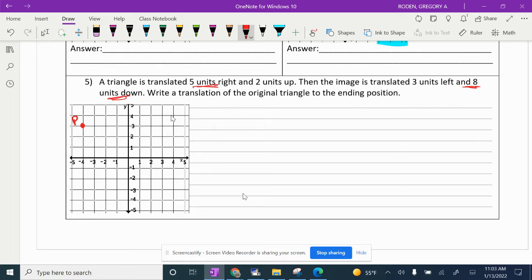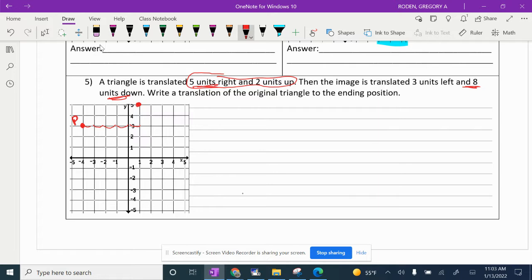Okay. So first thing we're going to do is go 5 units to the right and 2 units up. So I'm going to go ahead and do that right now. I'm going to go 5 to the right: 1, 2, 3, 4, 5. And then I'm going to go 2 units up: 1, 2. And that's going to put me right here at the very top of my graph.